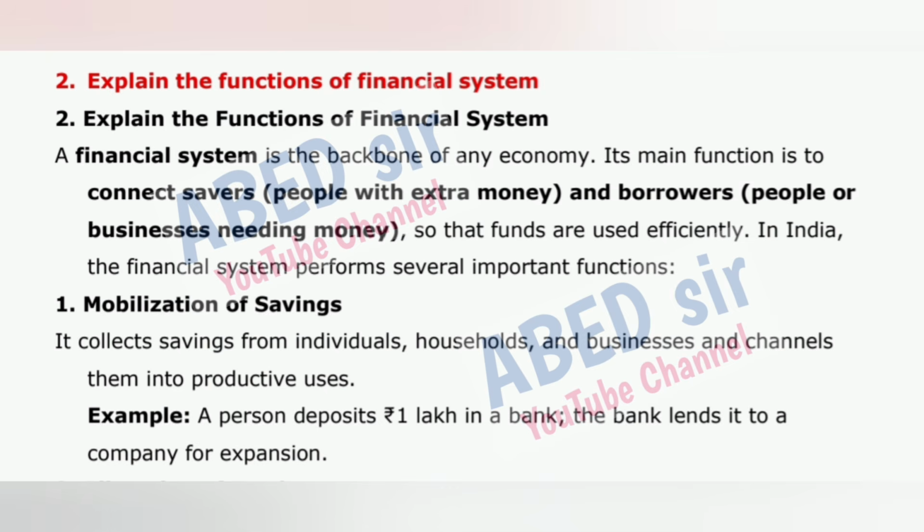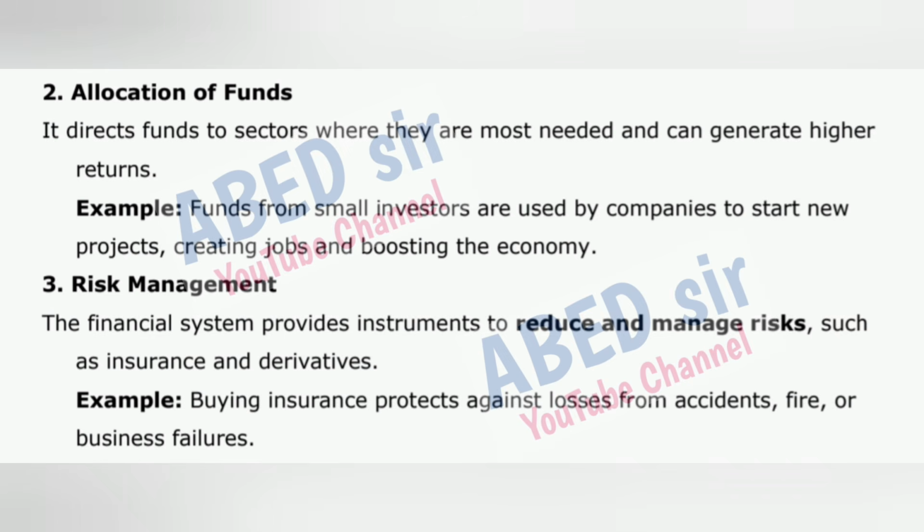1. Mobilization of savings. It collects savings from individuals, households, and businesses and channels them into productive uses. Example, a person deposits 1 lakh rupees in a bank, the bank lends it to a company for expansion. 2. Allocation of funds. It directs funds to sectors where they are most needed and can generate higher returns. Example, funds from small investors are used by companies to start new projects, creating jobs and boosting the economy.